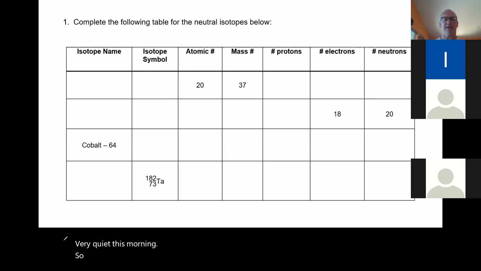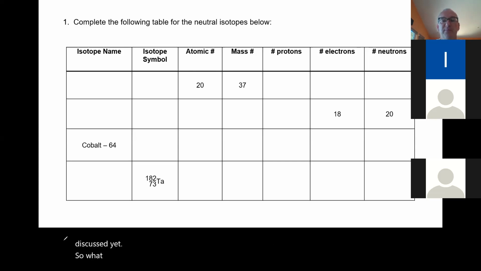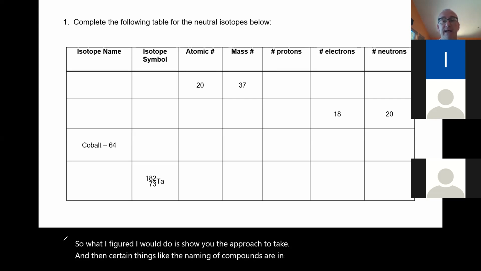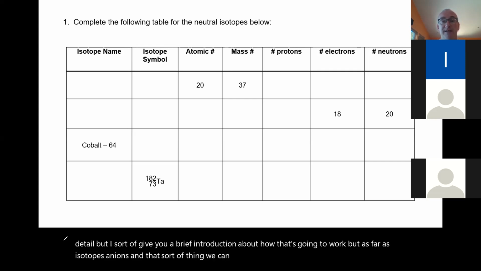So what I figured we'd do is just go through some of these. Like I said, some we haven't really discussed yet, so I'll show you the approach to take. Certain things, like the naming of compounds, we're going to discuss in the lecture in some detail, but I'll give you a brief introduction about how that's going to work. As far as isotopes and ions, we can go right to the periodic table and look up that information and get started.